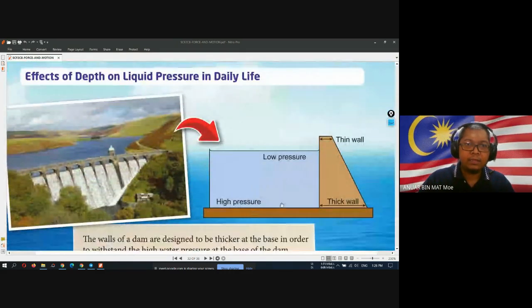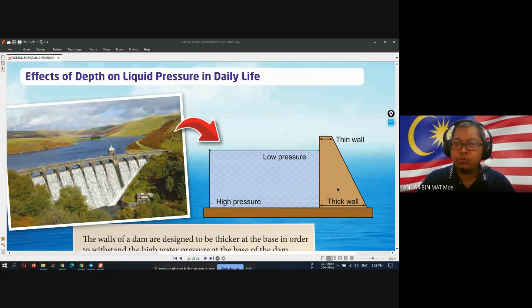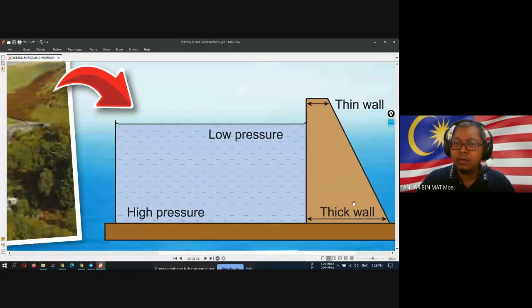Okay, the effect of depth on liquid pressure, I think you already know. Low pressure at the surface of the water and then higher pressure deeper. That's why when you build a dam, you need to build a thicker wall at the bottom and a thinner wall at the upper part, because higher pressure needs a thicker wall. The thin wall at the top can withstand the low pressure at the surface of the water. But the deeper you go, the more support you need, so you need to build a thick wall.